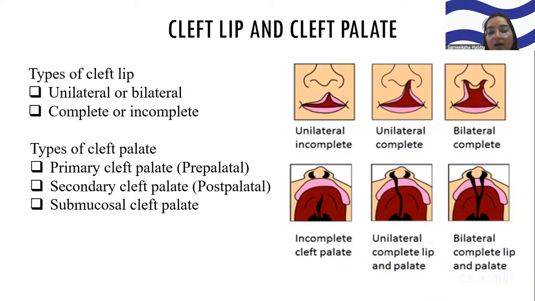Palate can be divided as primary cleft palate and secondary cleft palate based on the incisive foramen. Primary cleft palate is also called pre-palatal because it is anterior to the incisive foramen, and secondary cleft palate is posterior to the incisive foramen. It is also called post-palatal cleft. There is also a third type, which has only a bony defect, but the mucous membrane over it is intact. So it is called submucosal cleft palate.